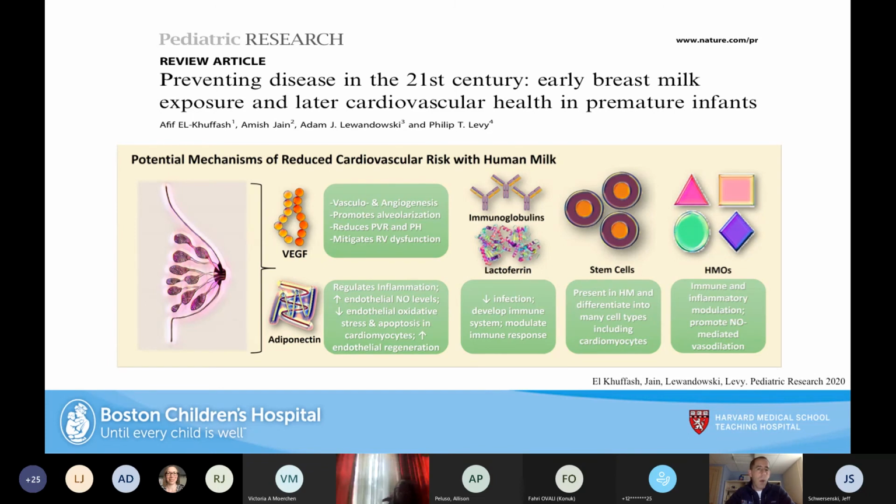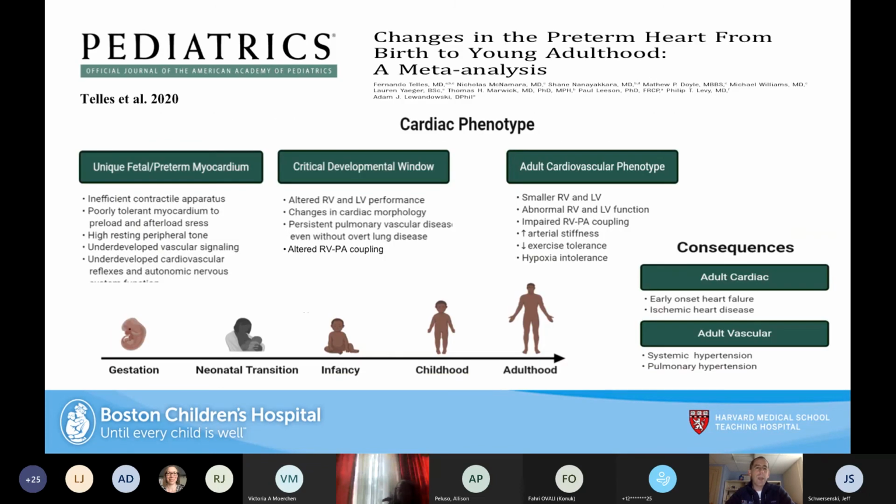And finally, what we really wanted to understand was, how does the unique preterm myocardium and the impact that is occurring over the first year of age, so where you have altered LV and RV performance, you have changes in morphology, you have persistent pulmonary vascular disease, how does this play into what we've learned about the adult cardiovascular phenotype?